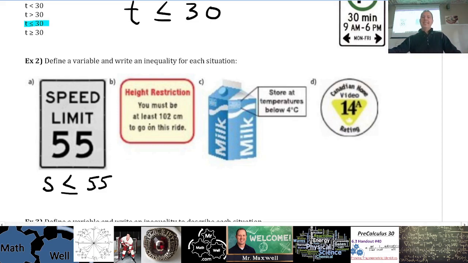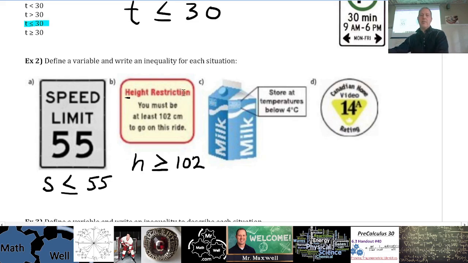So if you must be at least 102 centimeters, let's say that h maybe is a good variable for height. So it's height restriction, I'll use h. So this seems to indicate that anyone that is larger or taller than 102 centimeters would be able to go on this ride. Would you agree with that? Okay. So what symbol should I put here, do you think? Greater than, and is it okay if you're exactly 102? Yes, at least means 102 or above. So we'll do this one. And then the number would be 102, okay?